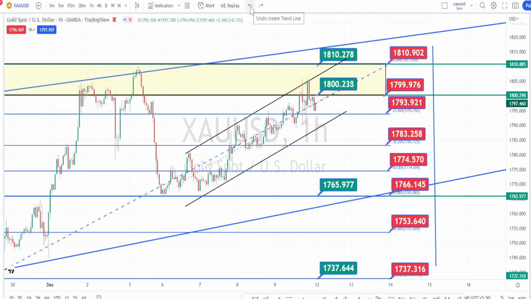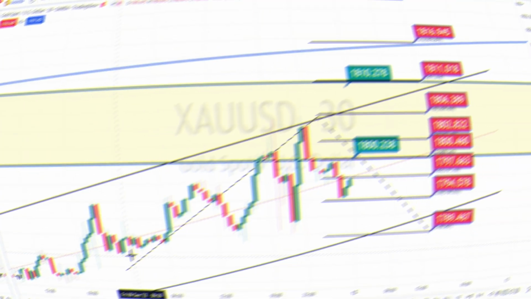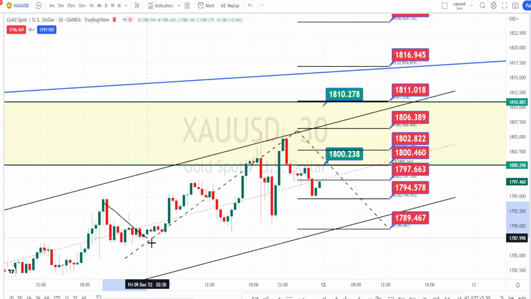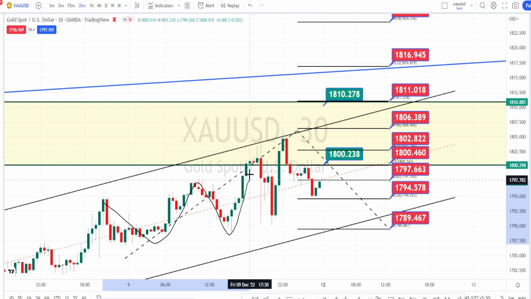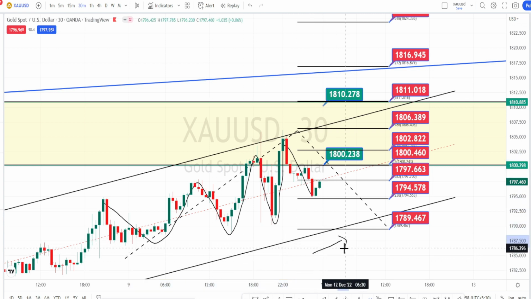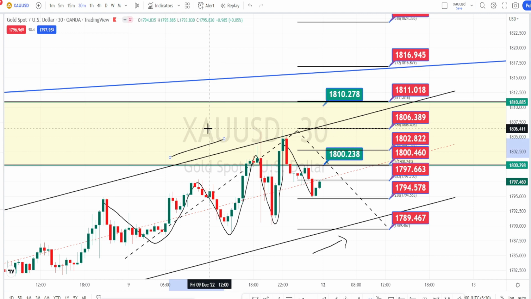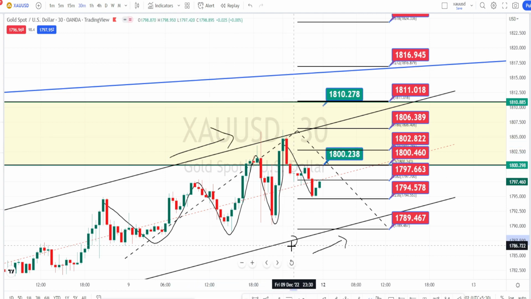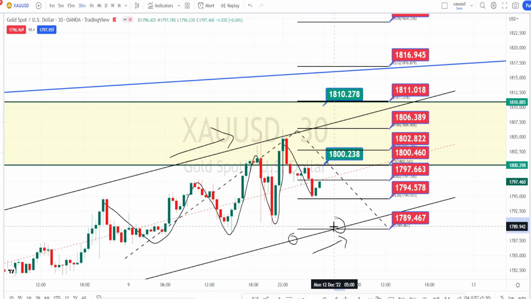Let us look at the price action in 30 minutes time frame. I'm in 30 minutes time frame, and in 30 minutes time frame also I'm noticing the bullish trend to continue similar to an hourly time frame. So as long as the price action is trading between this bullish channel pattern from the hourly time frame, we can expect the bullish trend to continue in 30 minutes time frame also.